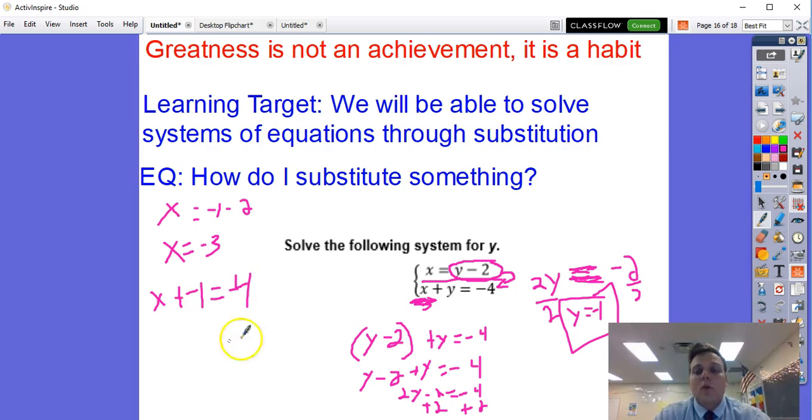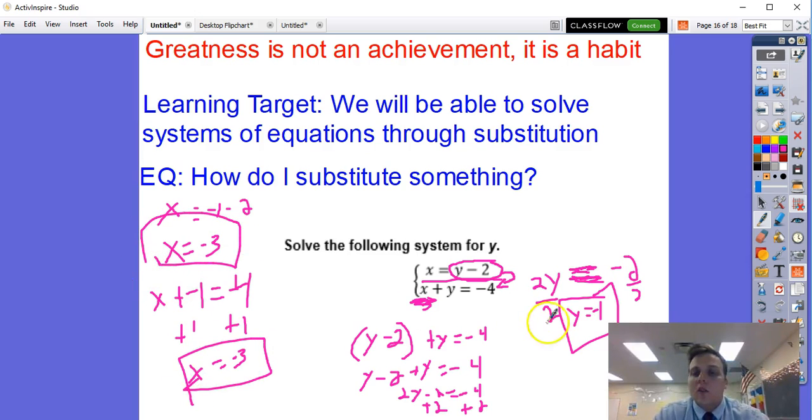Okay, now I need to remove the negative 1. So how do I remove negative 1? I add 1. Very good. So then I get x is equal to negative 3. Did I get x equals negative 3 on both of them? Yes, I did. So that means I know that y equals negative 1 is correct. All right? I know that it works. All right, let's do another example.